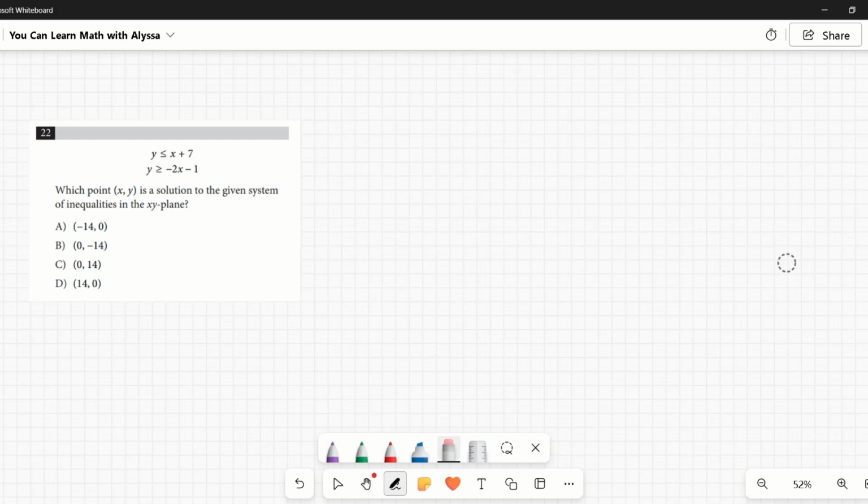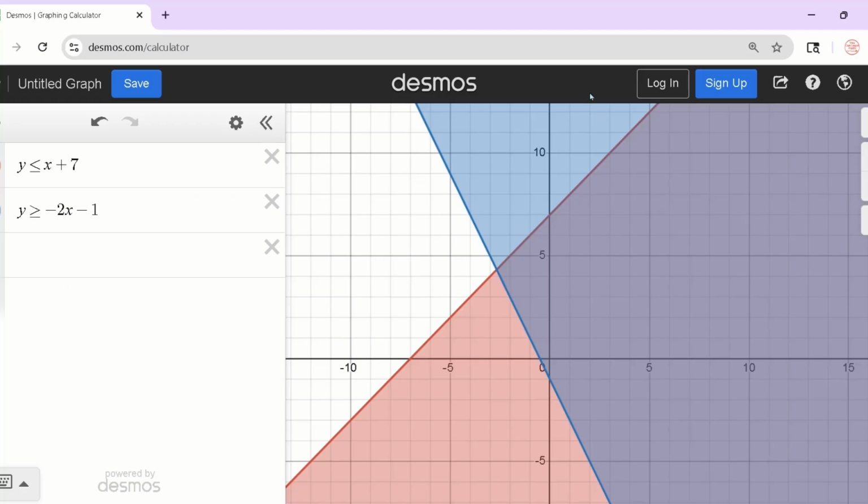You're going to input both of these into Desmos, and here we go. I have them both here already. y is less than or equal to x plus 7. y is greater than or equal to negative 2x minus 1. And the area that you want is somewhere in this shaded area.